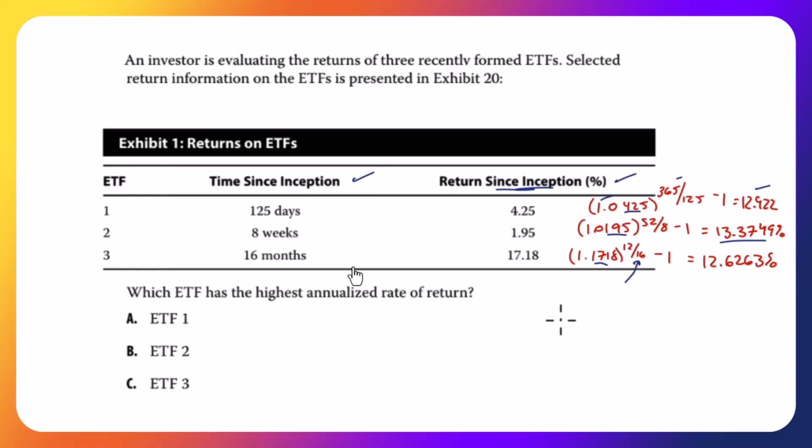This just happens to be more months than 12. So our power term will be less than 1, which will lower the return because, of course, we want it over 12 months, not 16 months. You get 12.6263, highest return here, ETF 2.